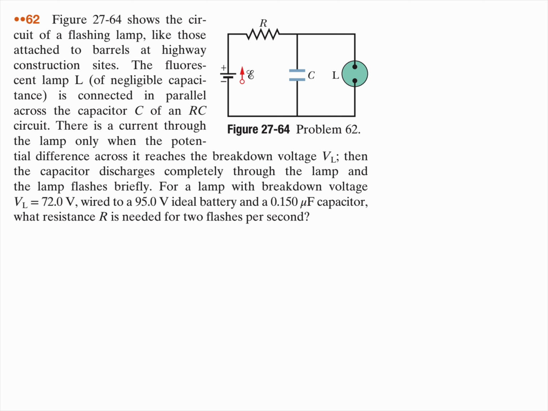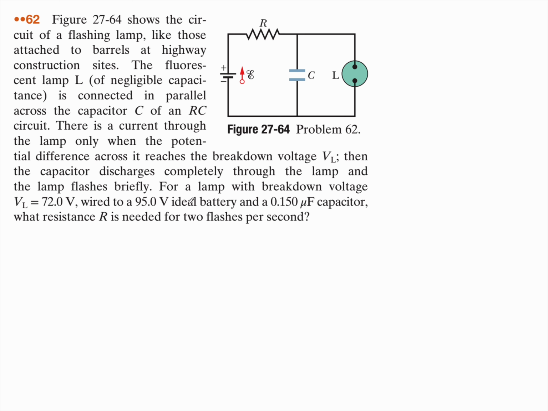62, we have a circuit for flashing a neon bulb like those used on barrels in highway construction zones. The fluorescent lamp L of negligible capacitance is connected in parallel across the capacitor of an RC circuit. There is current through the lamp only when the potential difference across it reaches the breakdown voltage, when the capacitor discharges completely through the lamp, and the lamp flashes briefly.